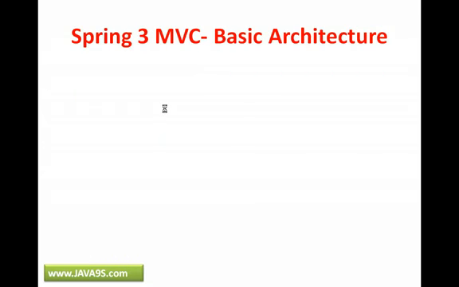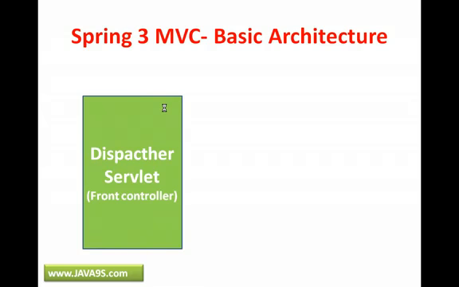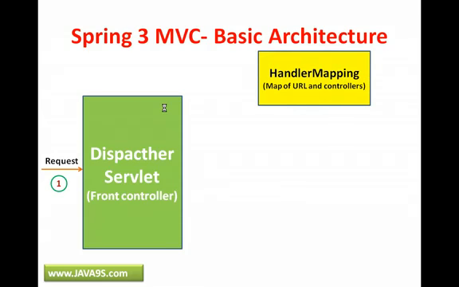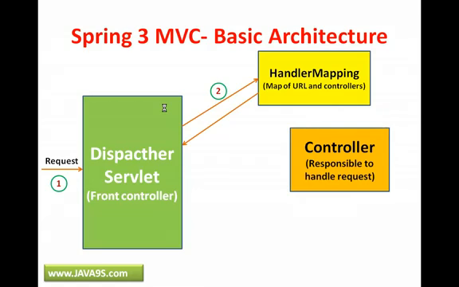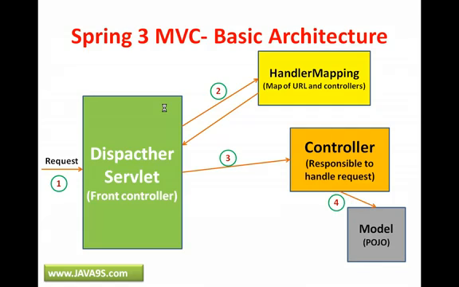In Spring 3 MVC, it is the dispatcher servlet which acts as the front controller. So whenever a request lands, the dispatcher servlet consults the handler mapping. A handler mapping is a component which will have the map of a URL and the controller which needs to be invoked for the request that lands with that URL. So the dispatcher servlet will get the information of which controller needs to be invoked, and then that controller will be invoked. And the controller can request the model for some information.